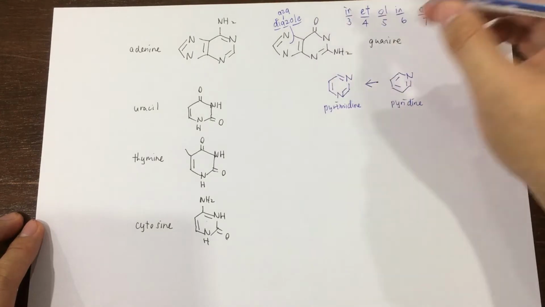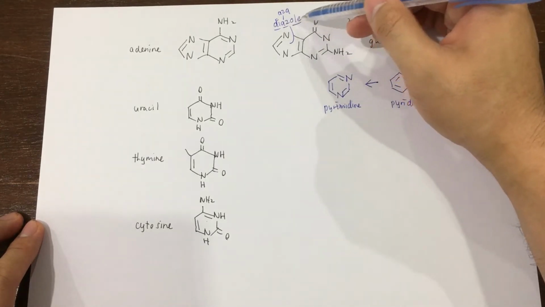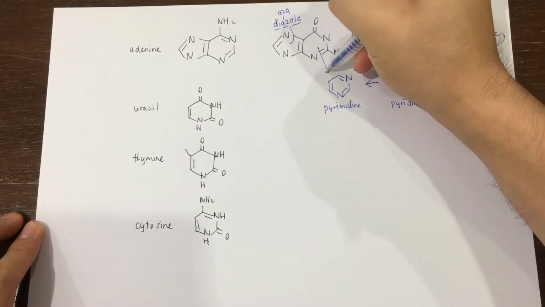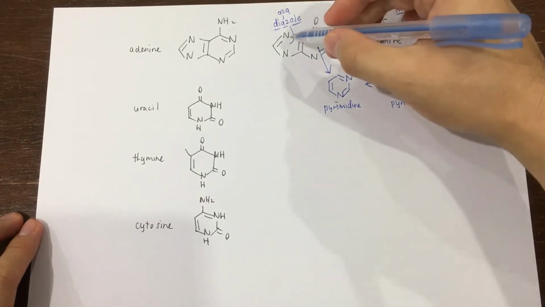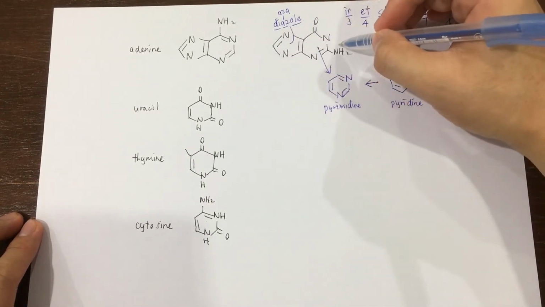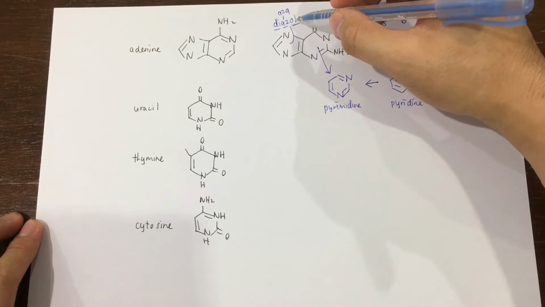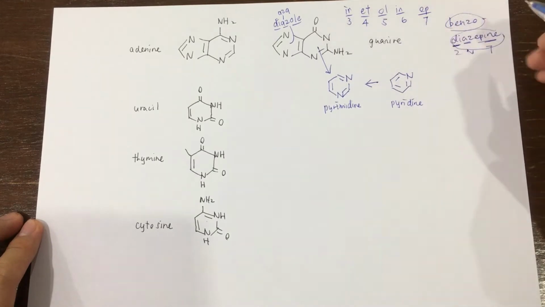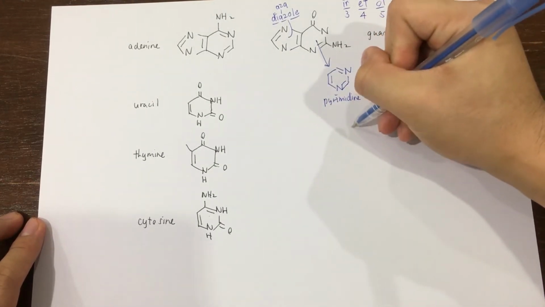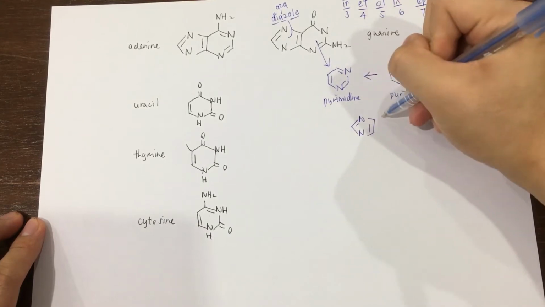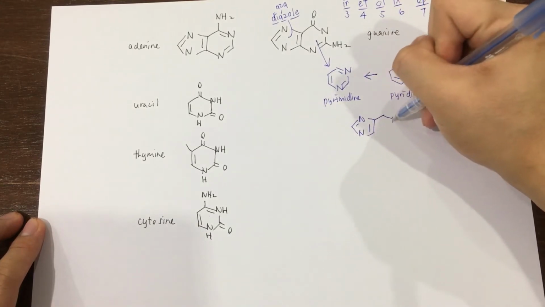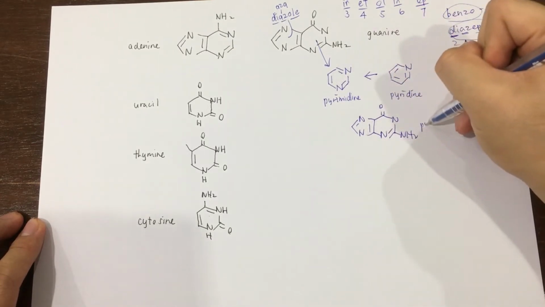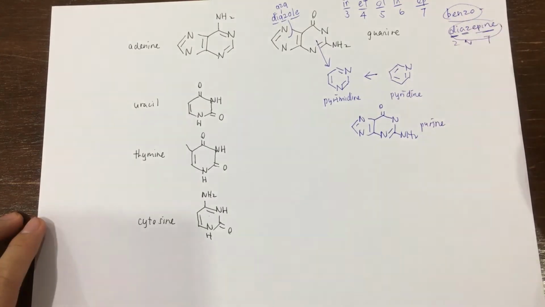Right, so back to the purines here. So this is a diazole fused with a pyrimidine, right? This is exactly the same thing. And if we find a bicyclic compound that consists of a diazole fused to a pyrimidine, we call it a purine. So it is that simple. Just remember that for a fact, if a diazole ring is fused with a pyrimidine, it is known as a purine.